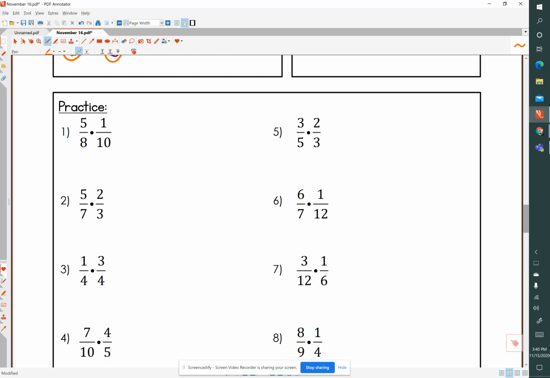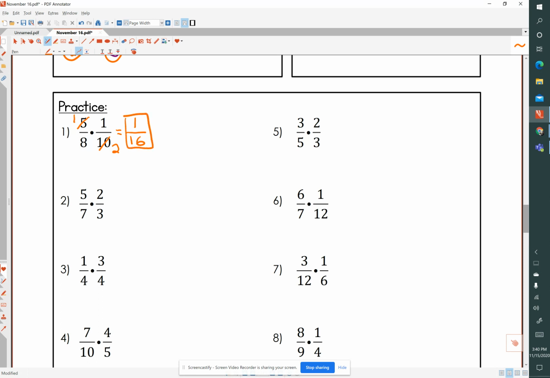So here we have 5/8 times 1/10. So I can see that the 1 and the 8, there's no cross simplification I can do. But 10 is divisible by 5, and 5 is also divisible by 5. So 5 divided by 5 is 1. 10 divided by 5 is 2. 1 times 1 is 1. 8 times 2 is 16. And that is our fully simplified answer.